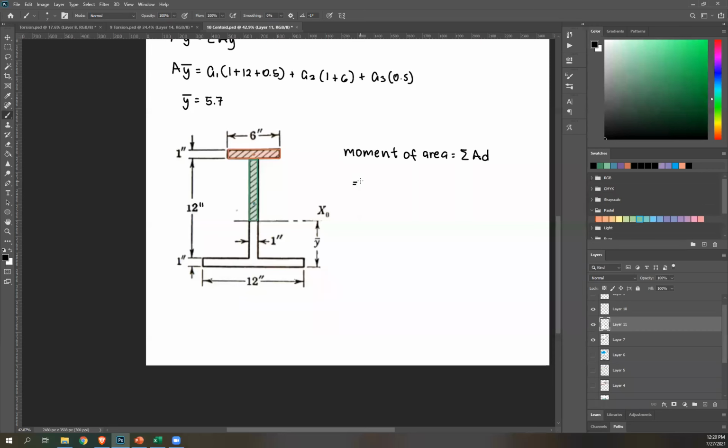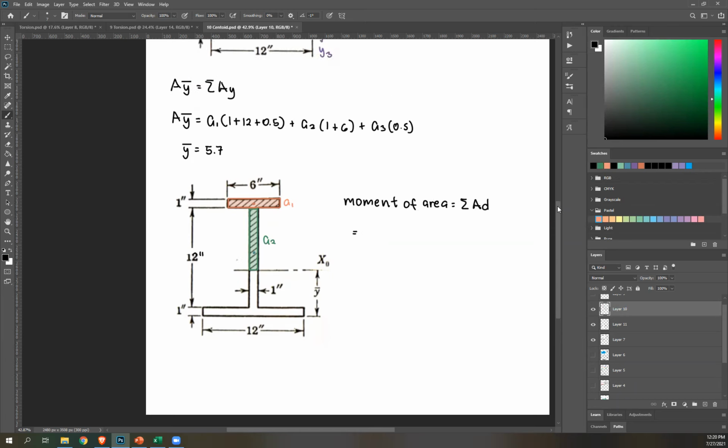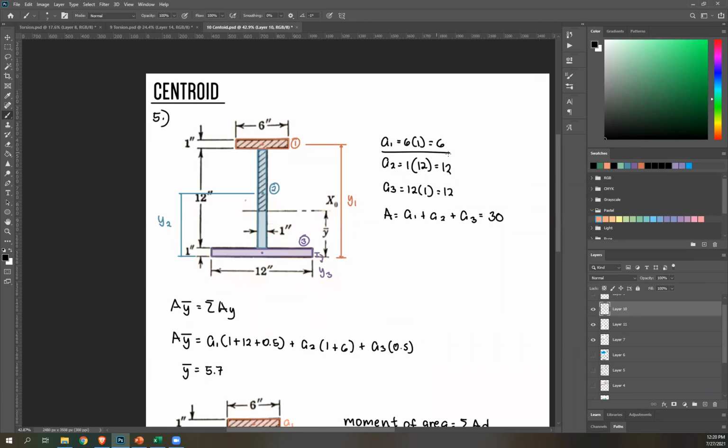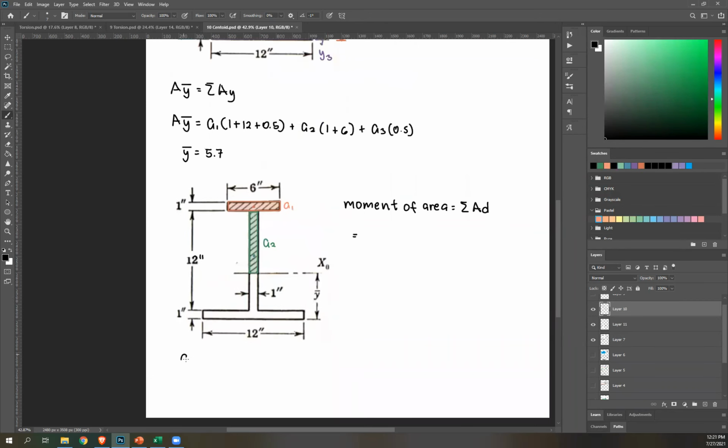Therefore, let's start with area 1. Let me just label each of them: area 1, area 2. Area 1 we already know because it's the same shape as our previous figure. Area 1 is 6, times 1, so 6. Now what about area 2?